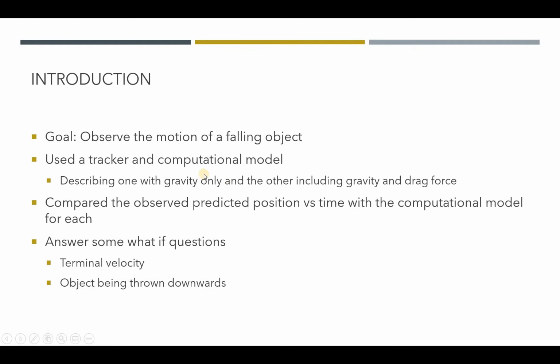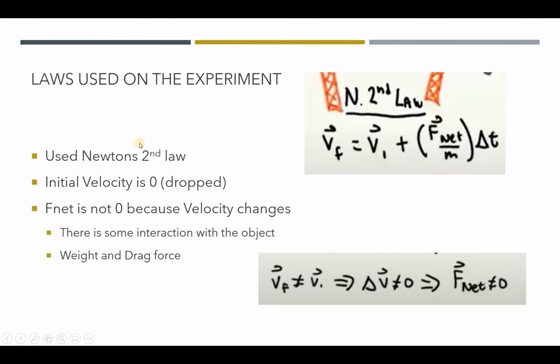So for the introduction, our goal is to observe the motion of a falling object. To do this, I use a tracker and a computational model. We did one with gravity only, and the other with gravity and drag force. Then we're going to compare the predicted position versus time with the computational model, and at the end, we're going to answer some what-if questions that talk about terminal velocity and an object being thrown downwards.